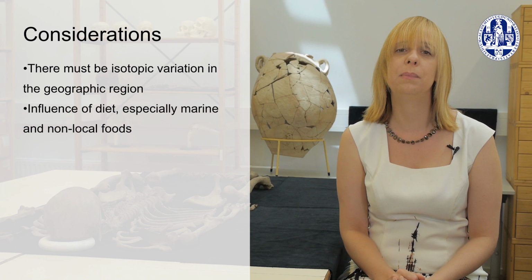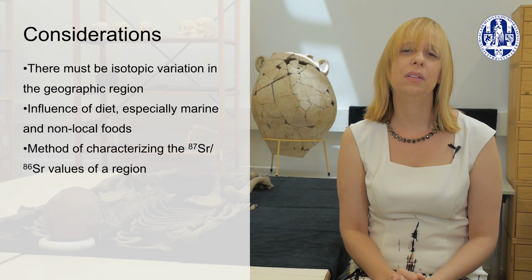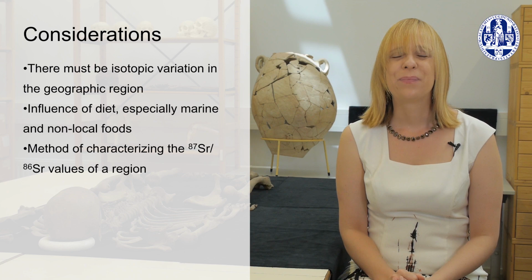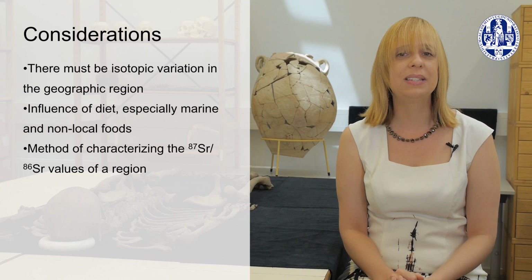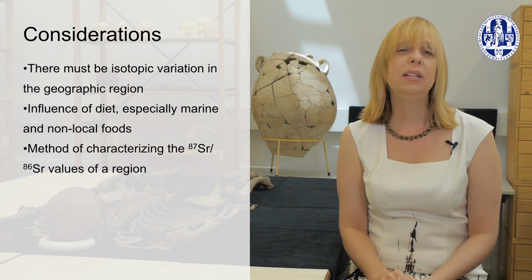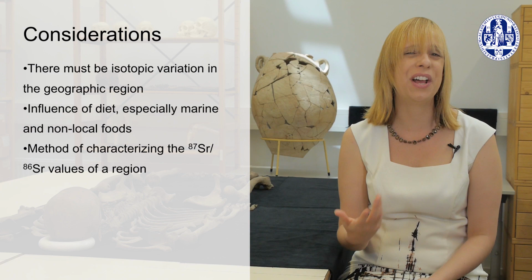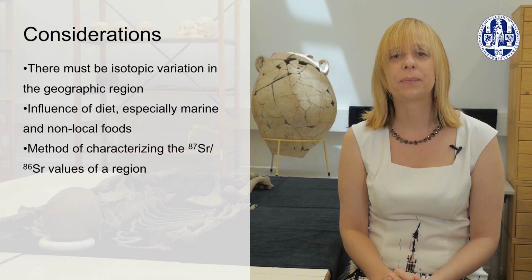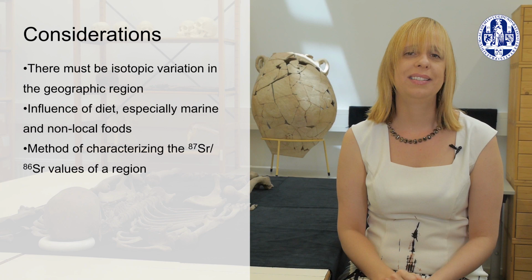food came from. Third, the accuracy of the method of determining what the local strontium isotope value of a region is important to consider. Archaeologists have characterized the strontium isotope value of an area in different ways, including by direct measurement of exposed bedrock or soil, or by determining the value in plants or from the bones of small mammals or the shells of land snails, animals that can only roam over a small area. Each of these methods has its own advantages and disadvantages that has to be kept in mind.